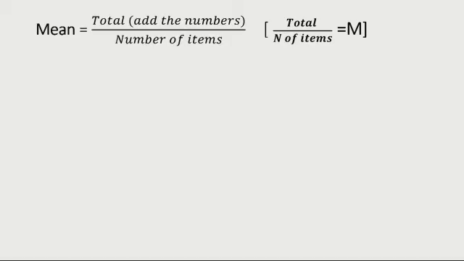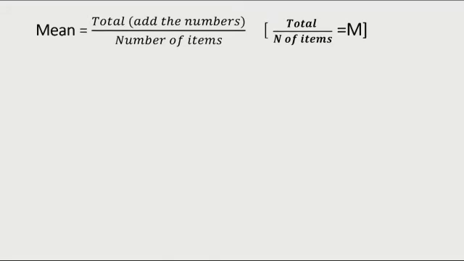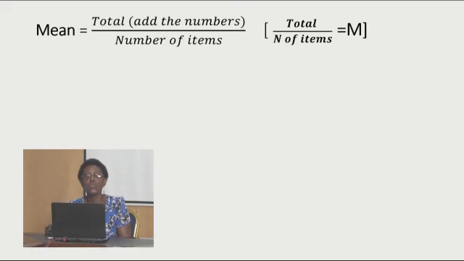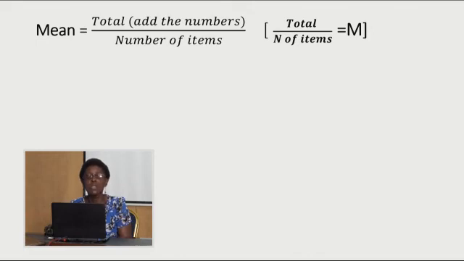We just go back on that rule. To work out the mean, it's the total, and we get the total by adding up. So it's the total divided by the number of items. I've written it in another way, it's the same thing: total divided by number of items equals mean.